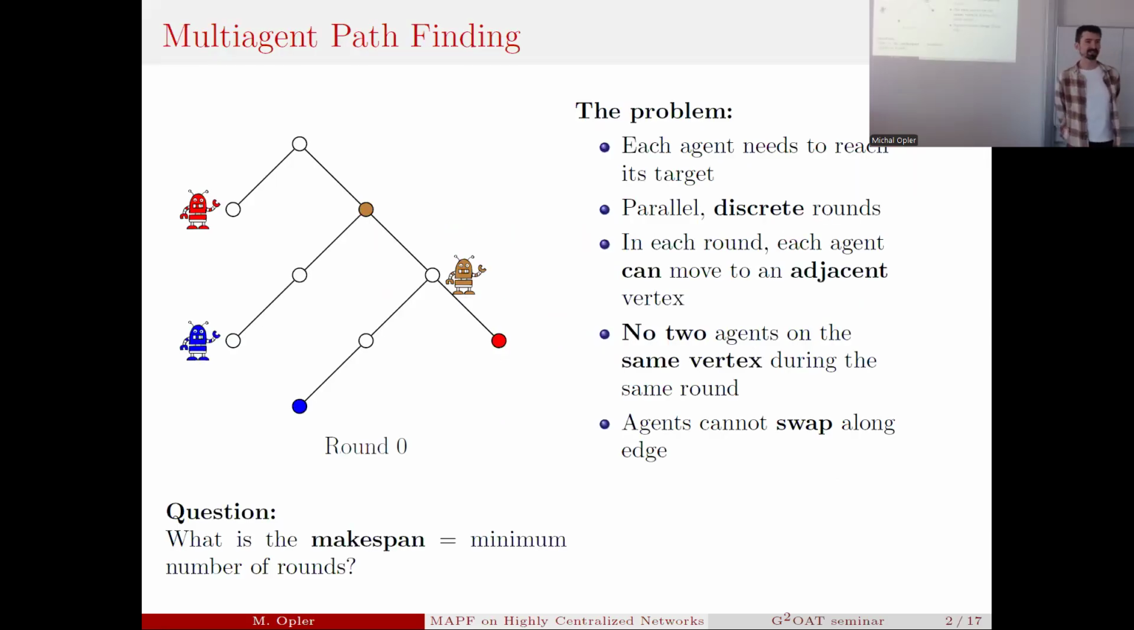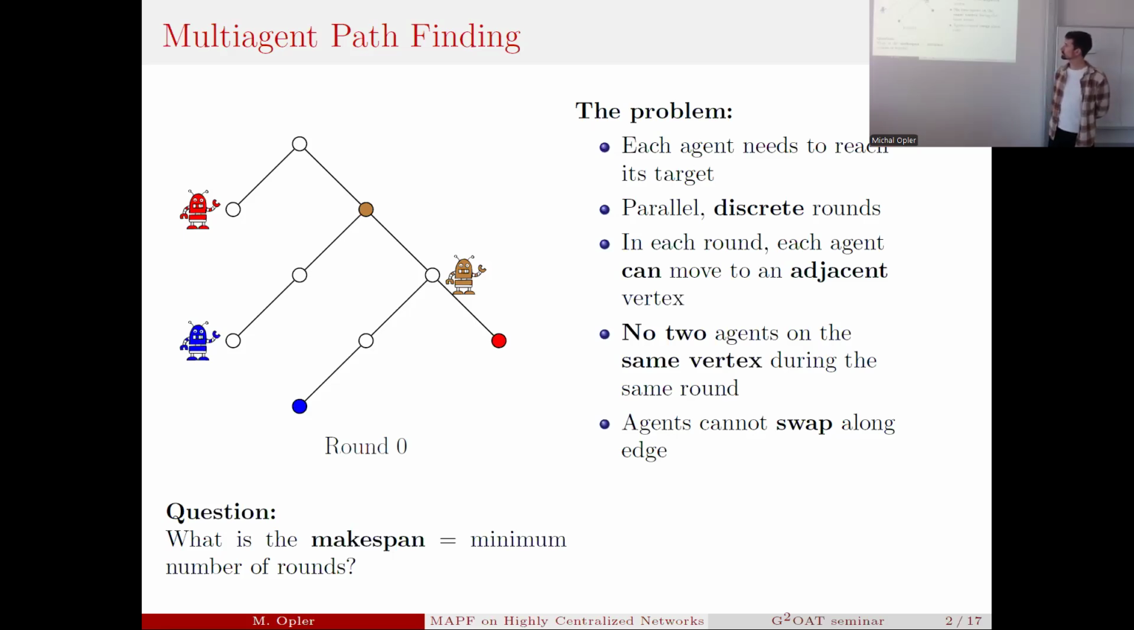So multi-agent pathfinding in our world is a graph problem, essentially, where you're given a graph with some initial configuration of agents on vertices. And the task is that each agent has some prescribed target. I hope the colors can be at least somewhat discerned. This blue robot wants to go to this blue vertex. This red robot wants to go to this red vertex, and this brown robot wants to go to this brown vertex. And now we're looking to compute a schedule for them, where in each round, every robot can move to an adjacent vertex. It doesn't have to, it can stay where it currently is.